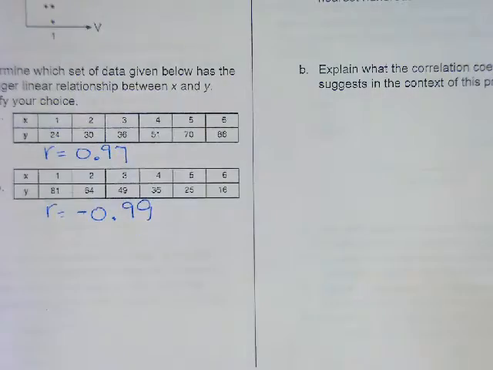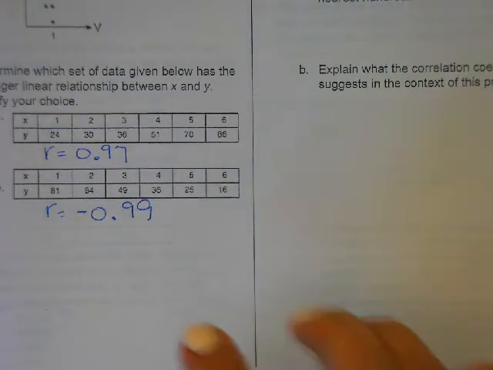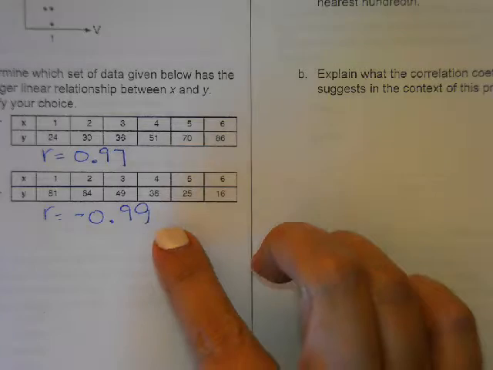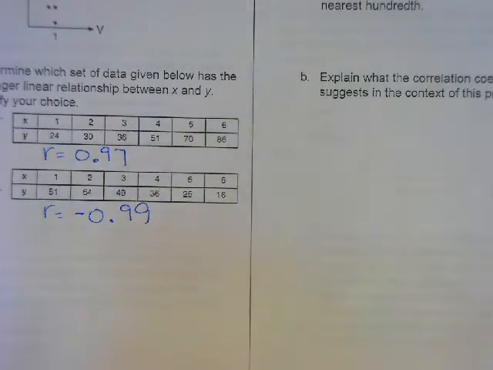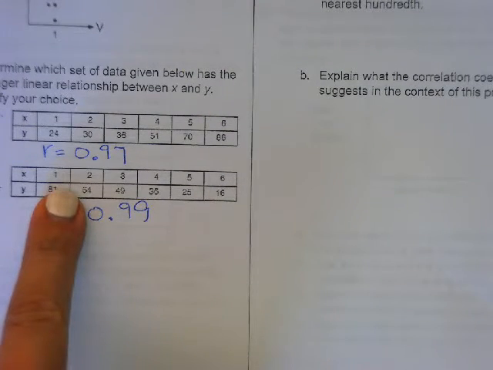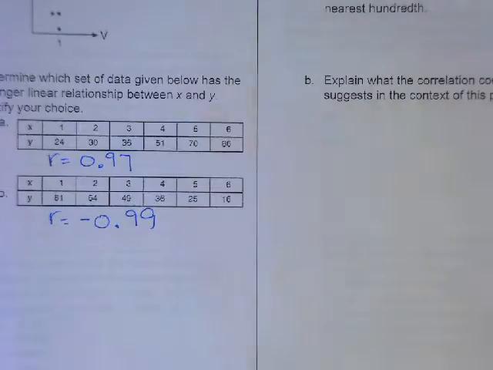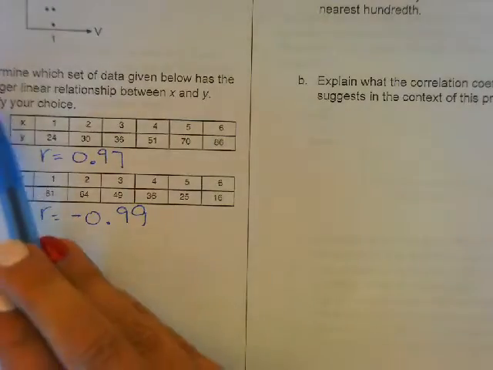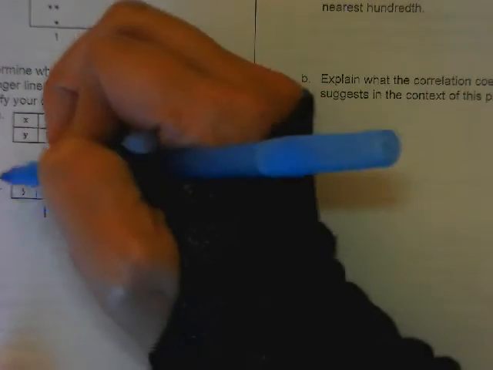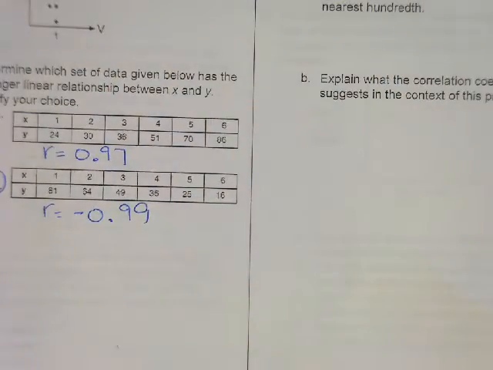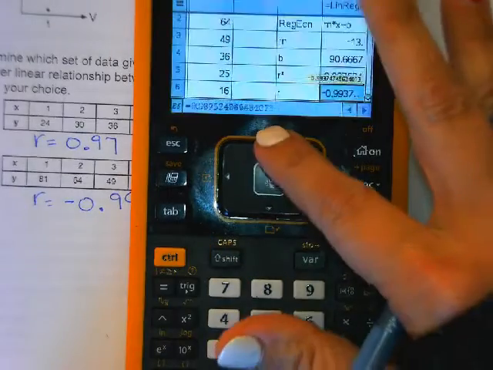All right, so this is what I got. Is this what you got for your R values? 0.97 and -0.99. Now I know normally we think that negatives are not as strong, right? That's a lower number. But again, we're not looking at the negative or the positive. We're just looking at the value. So which one, what did it want us? A stronger relationship, A or B? B, very nice.